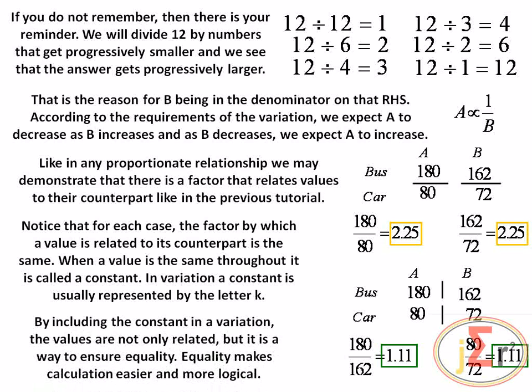By including the constant in a variation problem, the values are not only related, but it is a way to ensure equality. Equality makes calculation easier and more logical. And we'll take a look on the other slide at what we mean when we say equality, and to ensure equality, and also that equality makes calculation easier and more logical.